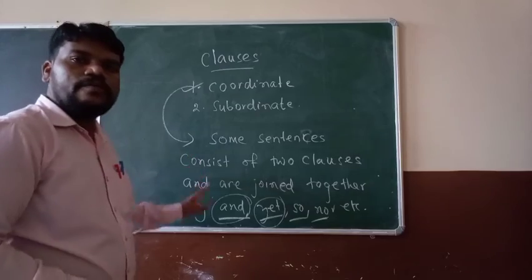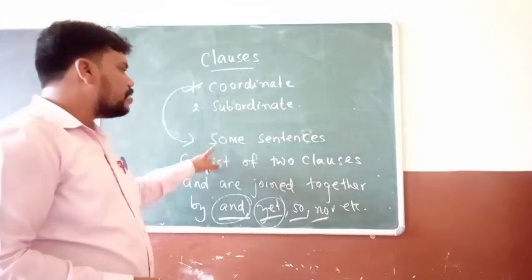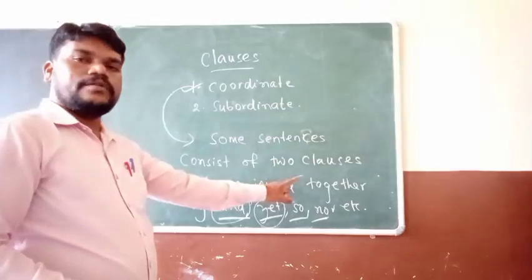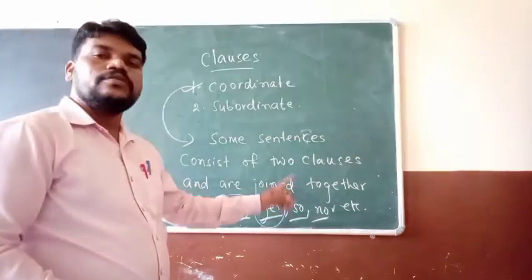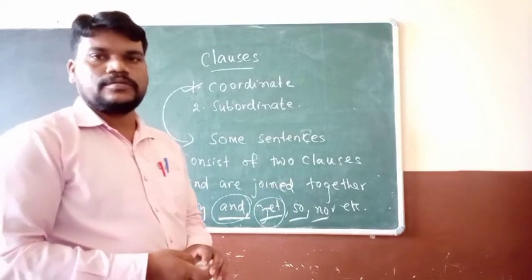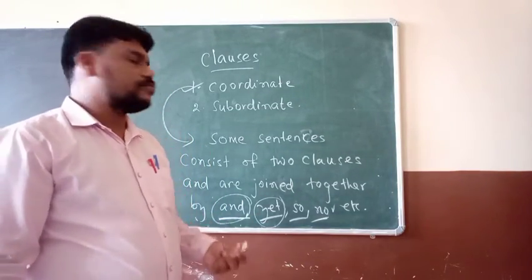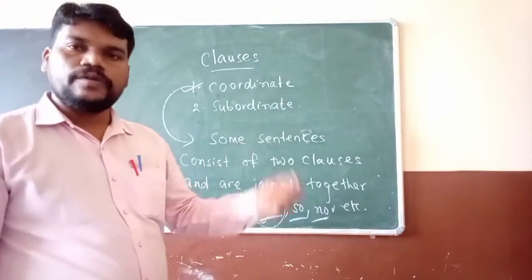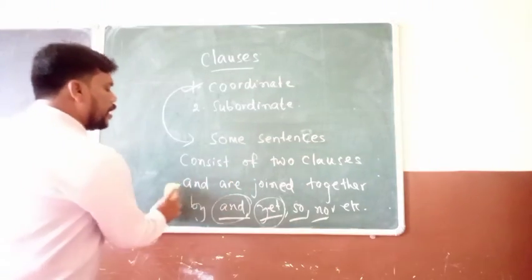When you read this, you will be understanding. So look at the board here. As you and I are seeing, some sentences consist of two clauses and are joined together by words like and, yet, so, not, etc. They are known as the coordinate clause. So it is very easy to remember. Why? Because there is a pattern. That means we all can say that these are the coordinate clause, and we will be knowing about the conjunction, that is coordinating conjunction.